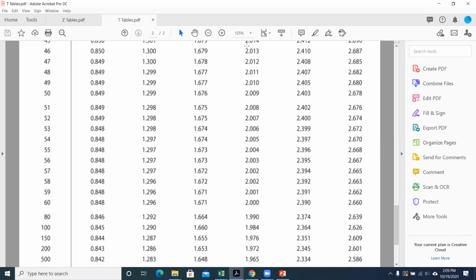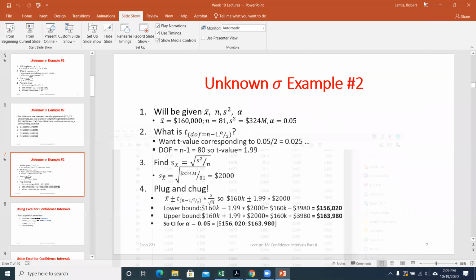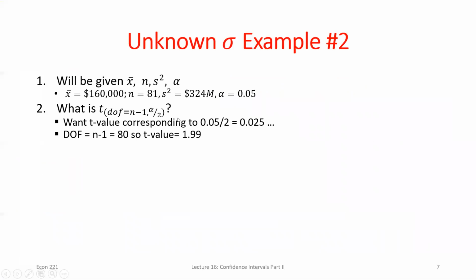And the t value that would give me that 0.025 in each tail at a degrees of freedom of 80 would be 1.99. Or I want to go 1.99 standard deviations to the left and right of my sample mean to get my upper and lower bound. So if I want to go 1.99 standard deviations, I need to know what are my standard deviations to the sample mean.